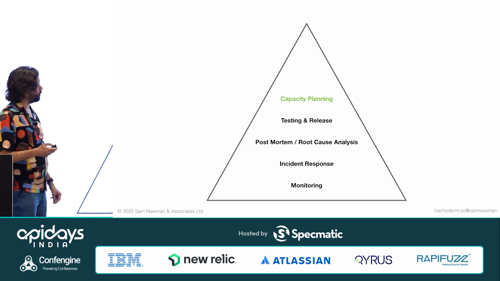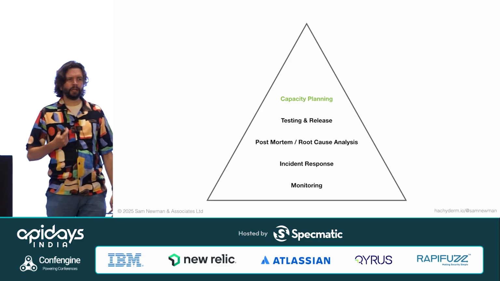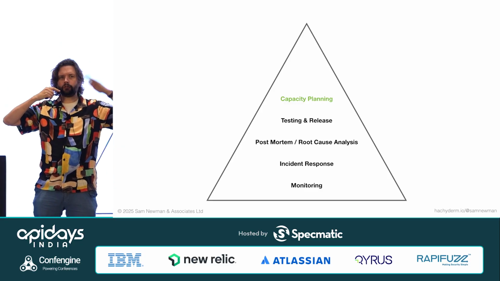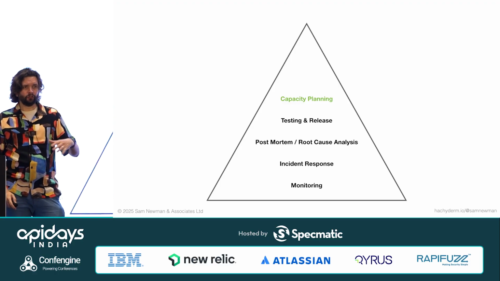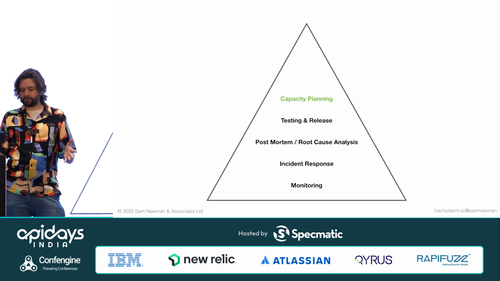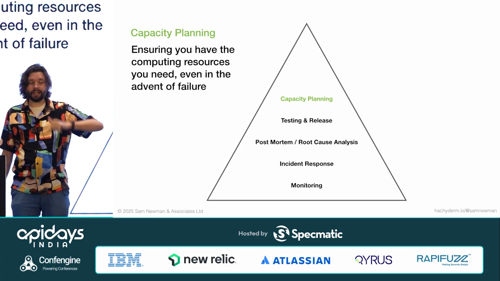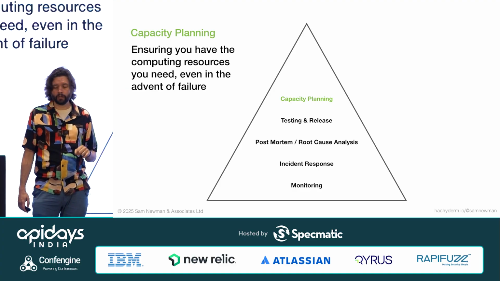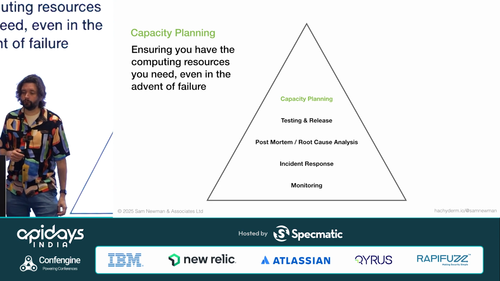Next, we've got capacity planning. And again, this term is a bit misleading because people assume it just means, okay, we've got this much traffic, we've got this much growth, we need some more machines. Capacity planning isn't just about working out how many machines you need based on load. It's about making sure you still have those computing resources, even if you have a failure. So when something goes wrong, do you still have the computing resources you need?